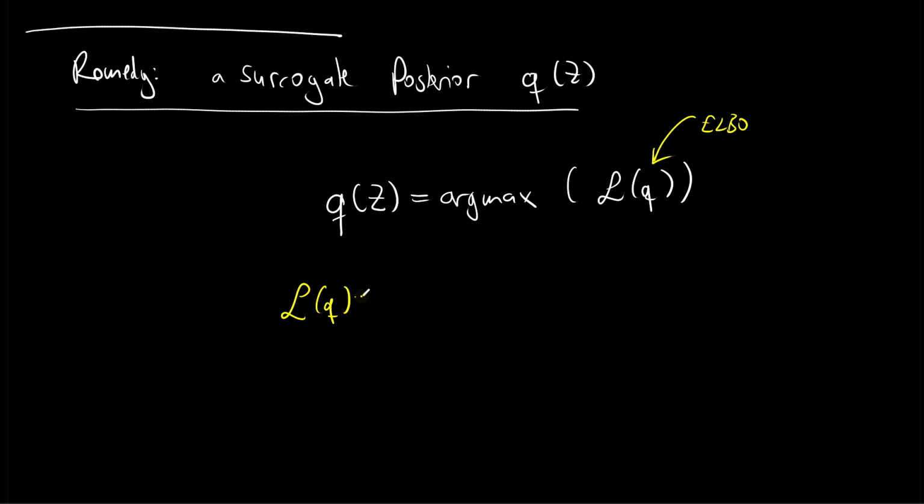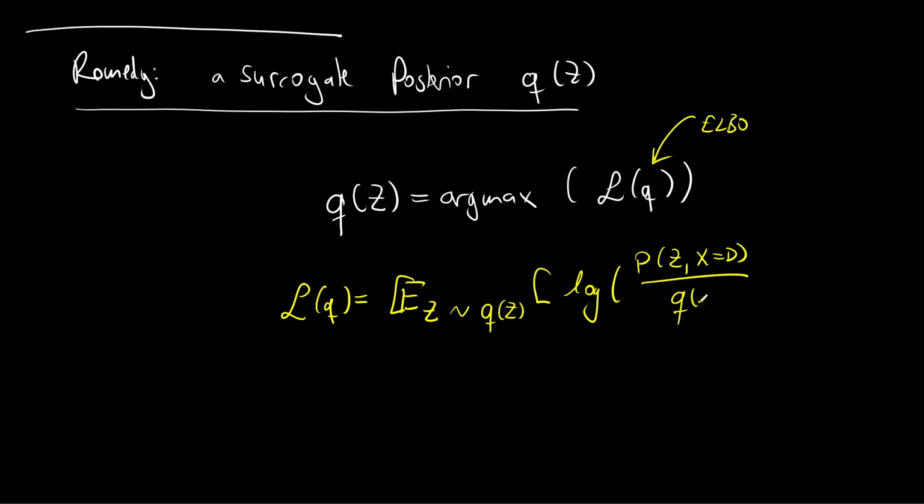So L of Q was given, so we could either express it in terms of an expectation or an integral, but let's have it as an expectation here. So the expectation of z distributed according to Q of z over the logarithm of the joint distribution over z and x being fixed to the data, divided by Q of z, so the surrogate. And let's close that down.